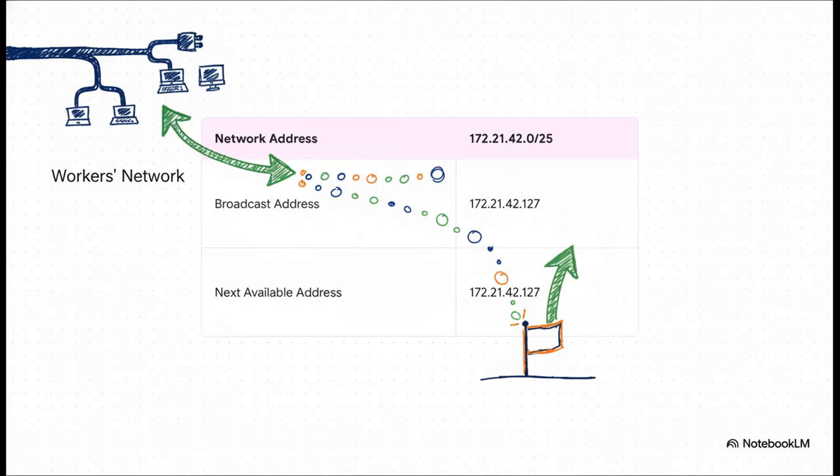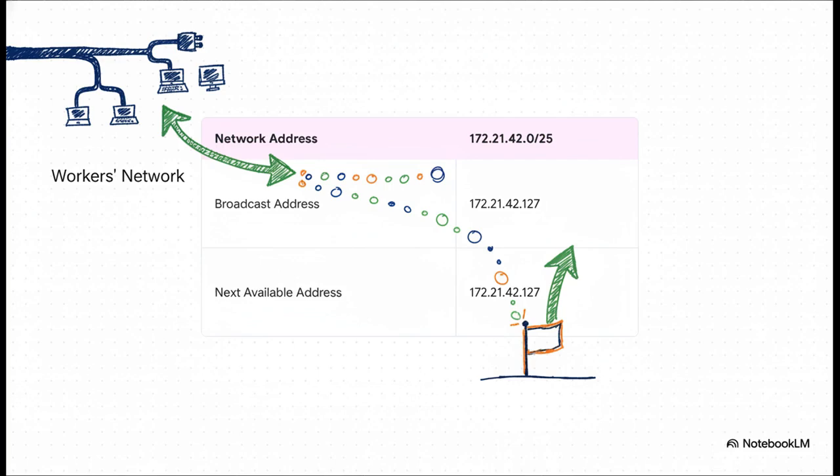So let's see what we just made. Our brand new workers network starts at 172.21.42.0. And because it's a /25 mask, it uses up all the addresses right up to 172.21.42.127. Now, this is super important. What's the very next address after that?